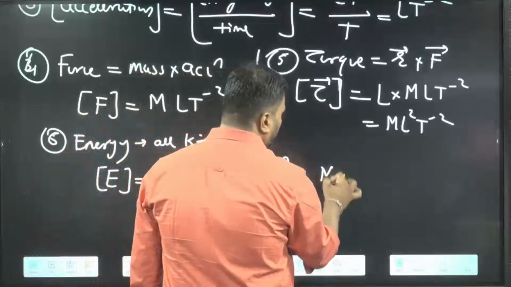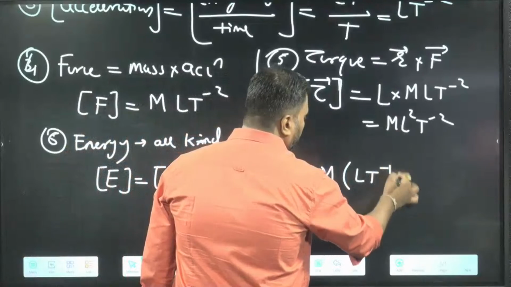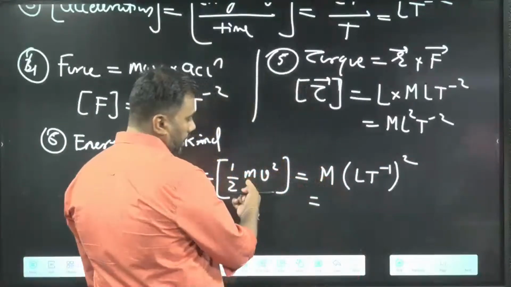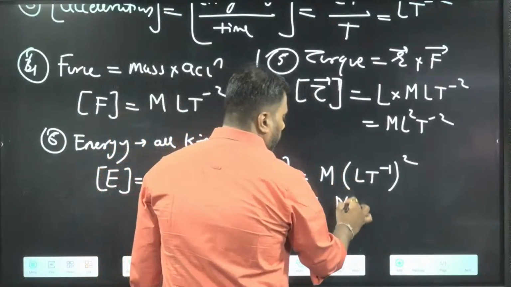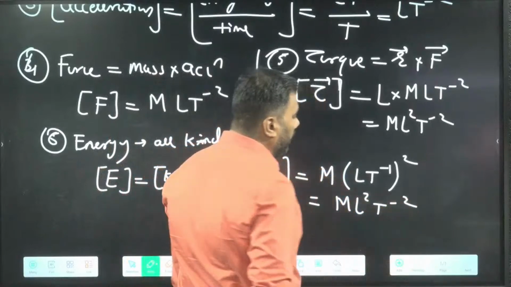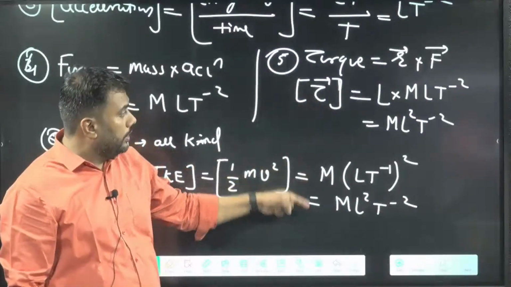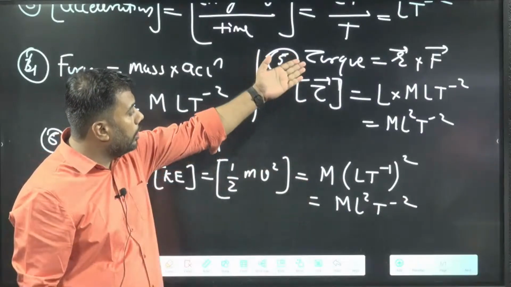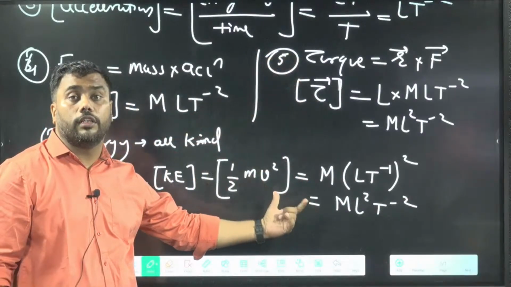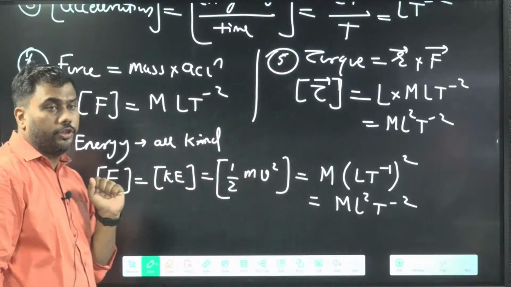Dimensions of mass m. Dimensions of velocity LT minus 1. Square of that. Dimension of mass, dimension of velocity. So ML square T minus 2. If you observe here, torque and energy have same dimension.